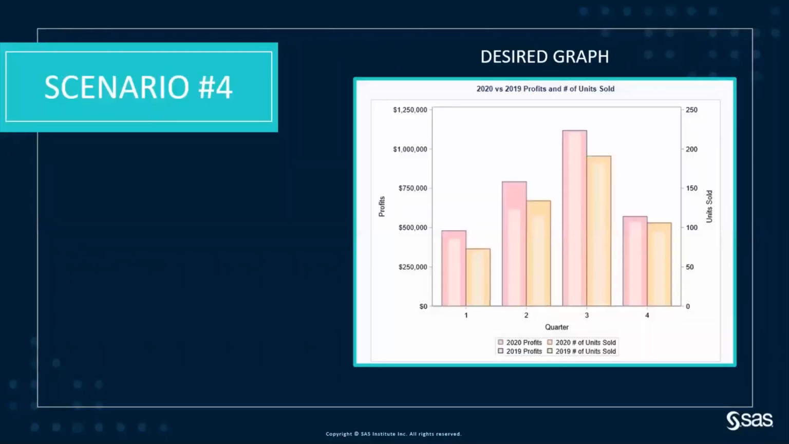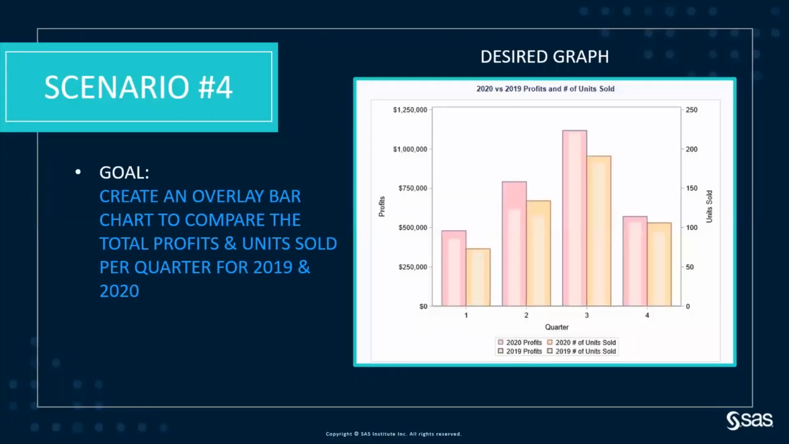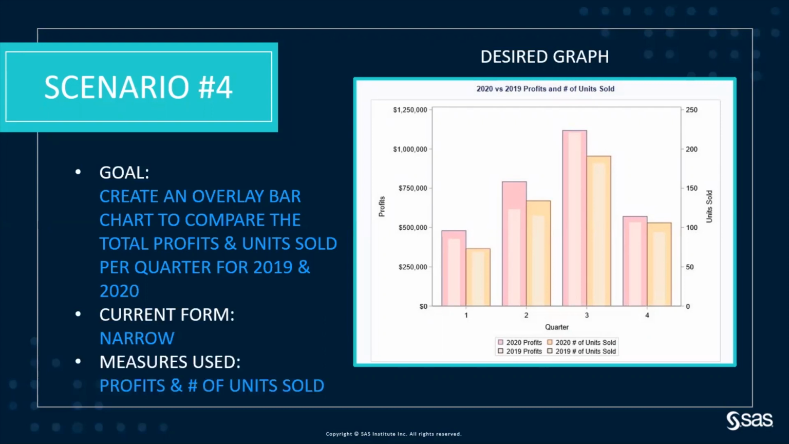Finally, for our last scenario, we'd like to create an overlay bar chart to compare the total profits and units sold per quarter for 2019 and 2020. Our input data will be in the narrow form, and once again, we'll need to use both measures, profits and number of units sold. So let's head back over to our SAS session to get started with example number 4.